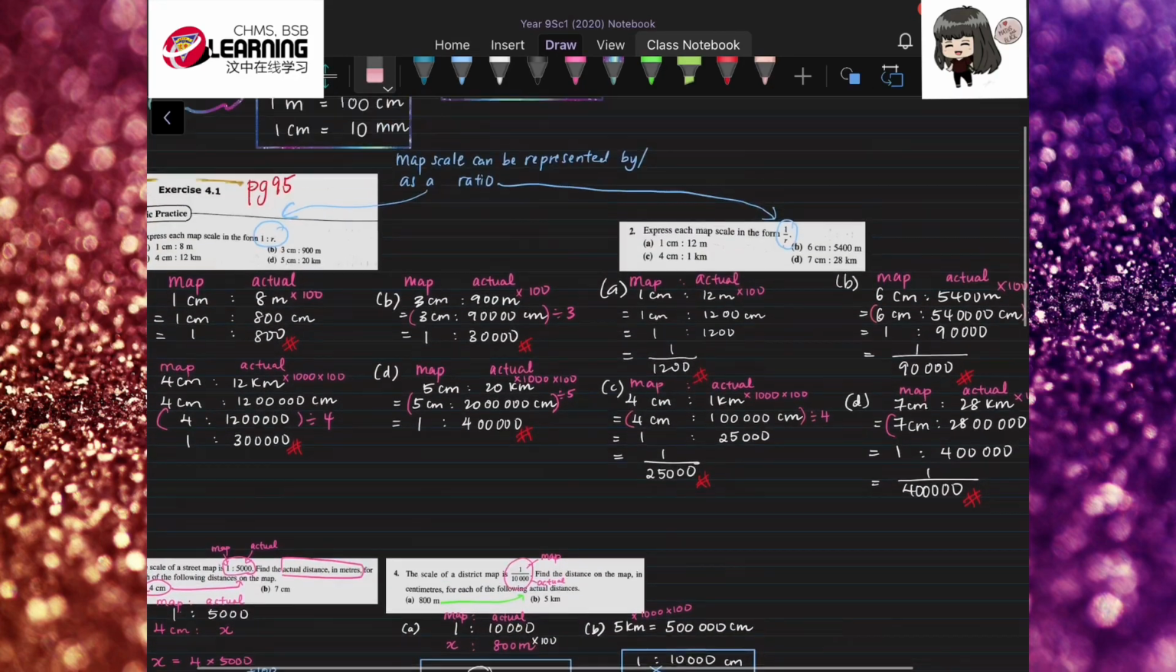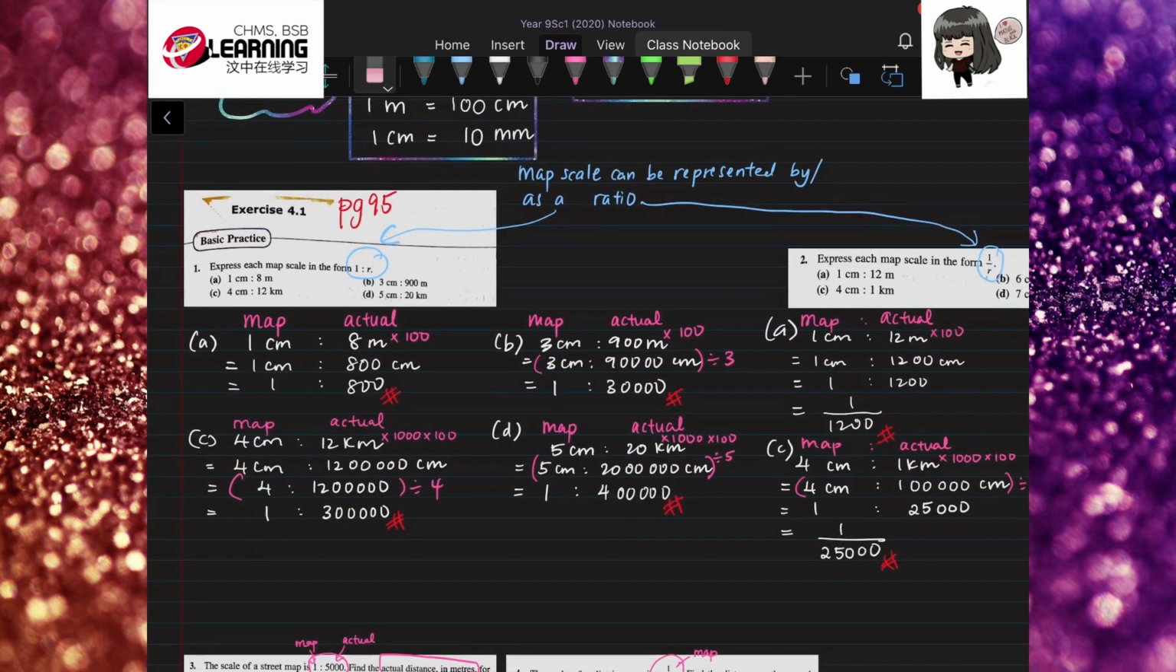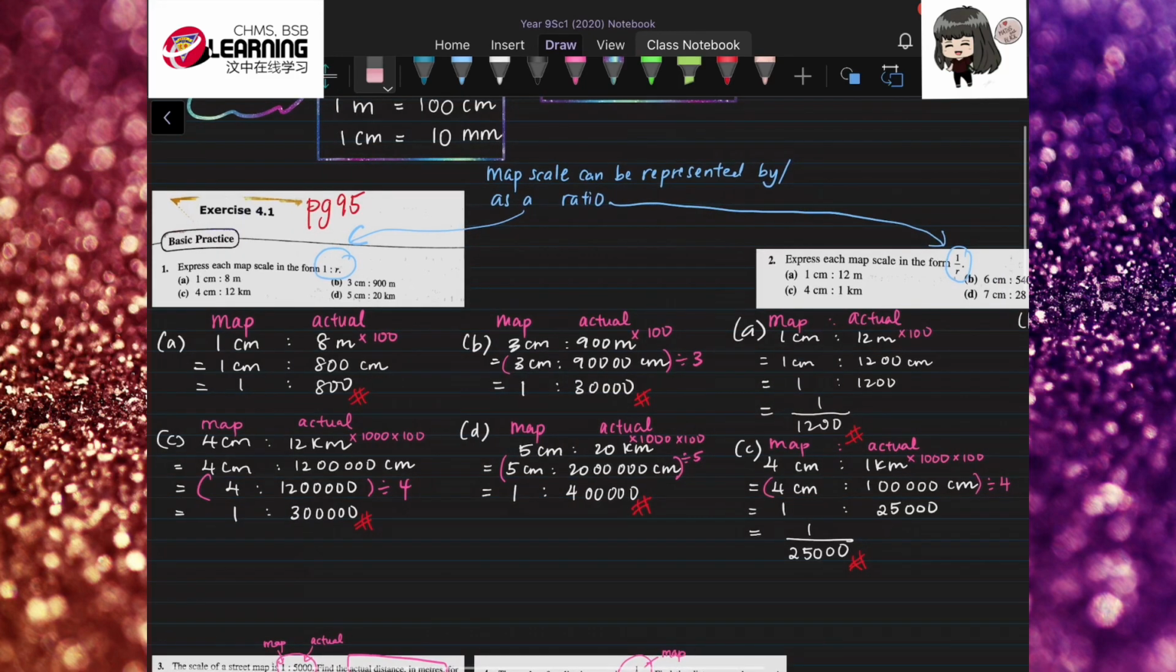Please prepare a red pen or any other color pen. So we start with 1B and 1D. Please tick and check the answer, compare the answer with mine. If it's wrong, please do a correction using the red pen. So 1B, the answer is here: 1B is 1 to 30,000. 1D is 1 to 400,000. Please check and tick by yourself.